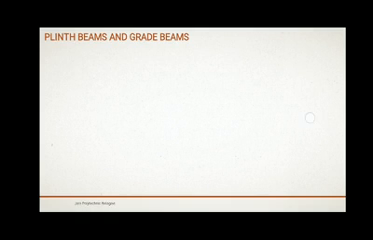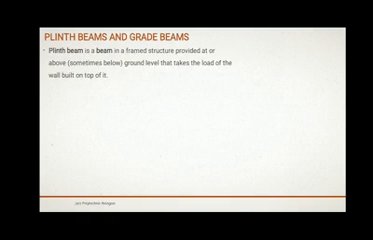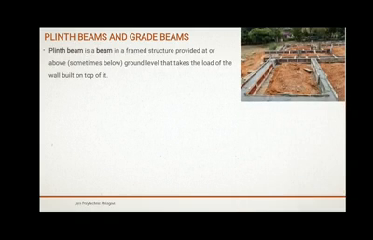Plinth beams and grade beams. So here are plinth beams. Plinth beams are beams constructed at the plinth level. These beams are provided to prevent the cracks which are formed in the foundation from being transferred to the walls. So by constructing these beams, the cracks which lead to the walls are prevented.